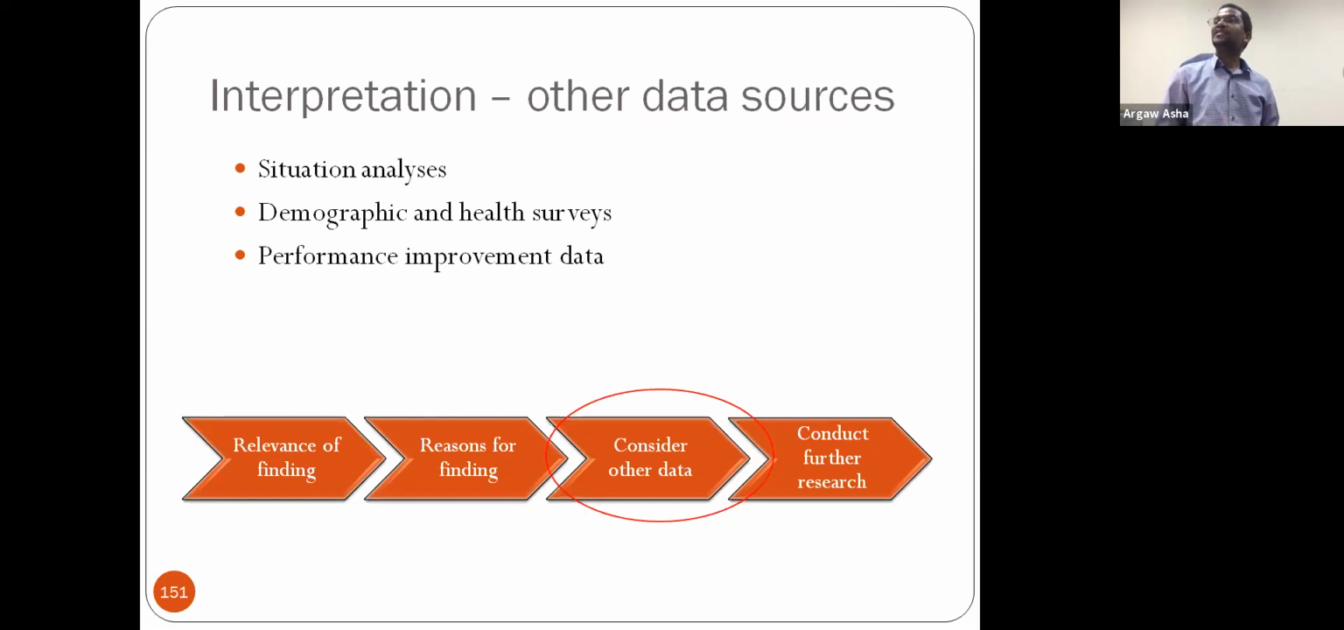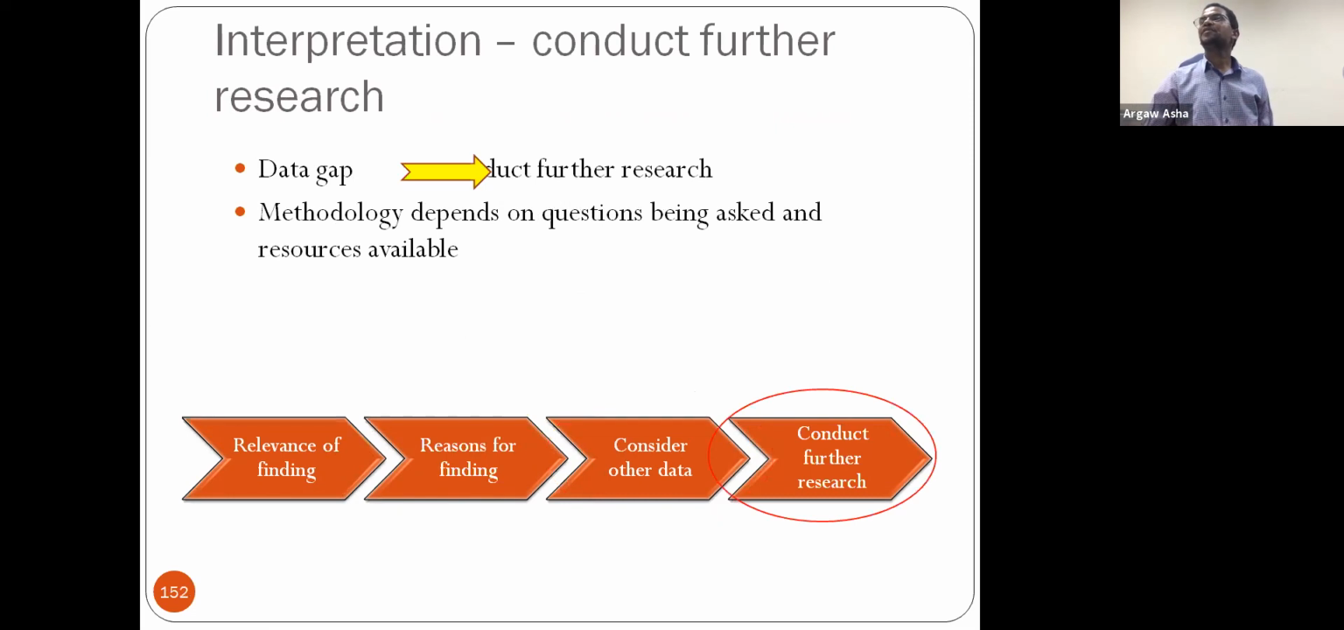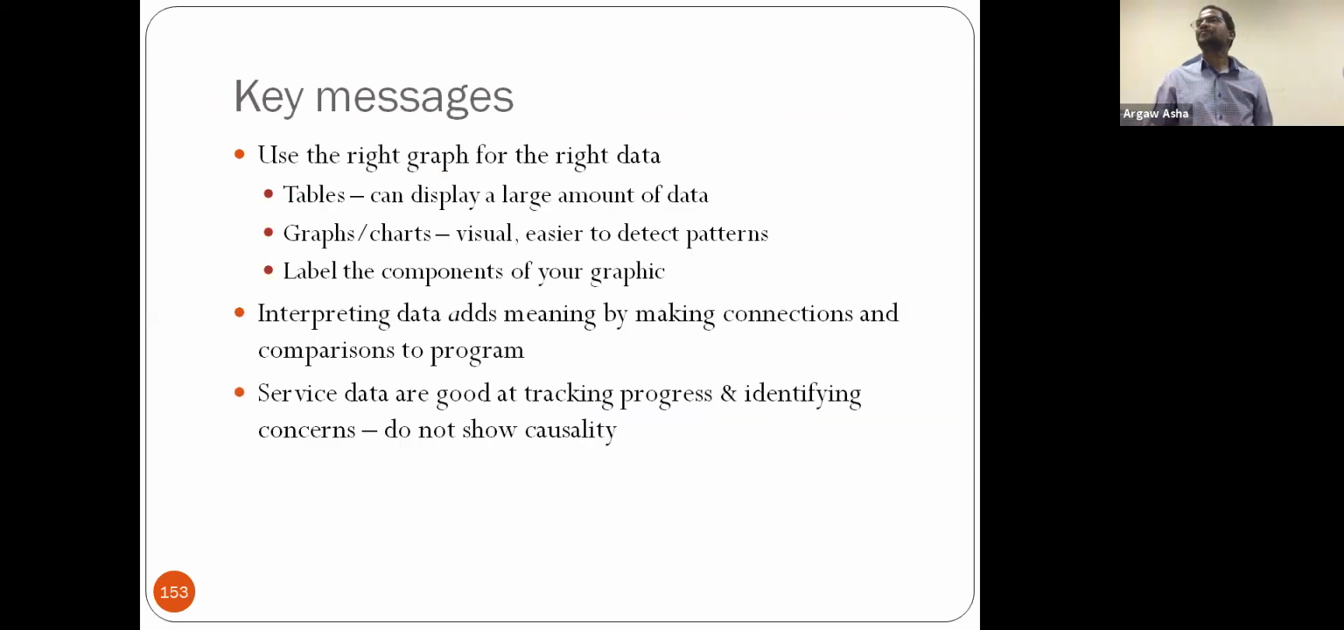Consider also other data, some routine service data, and calculate relationships from one point to another. Again, to interpret the scenario, you can check situation analysis, demographic and health surveys, and performance improvement should be there as a point. Here you can check the data gap, and check methodology, resources, everything. Here are the key messages. This is very important.